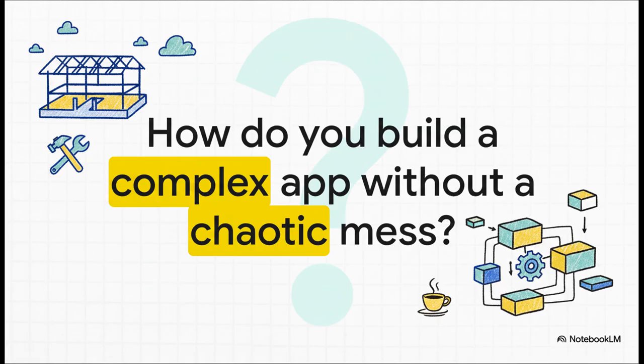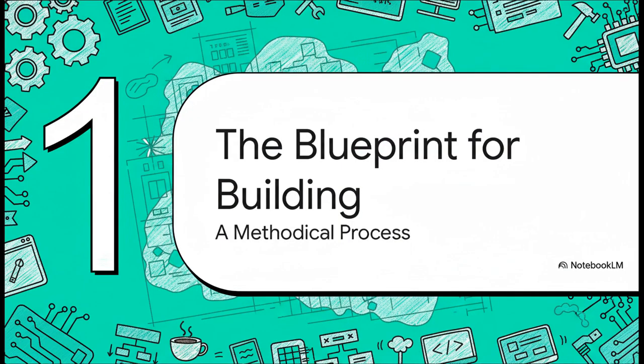I mean, think about your favorite app. Every single button, every feature, every piece of data, it all has to work together perfectly. Without a rock-solid plan, trying to build something that complex would just be, well, chaos. You'd never end up with the stable, reliable software we expect. So what's the secret? Well, it's not some wild flash of genius or a lucky guess. It's actually a disciplined, methodical process.